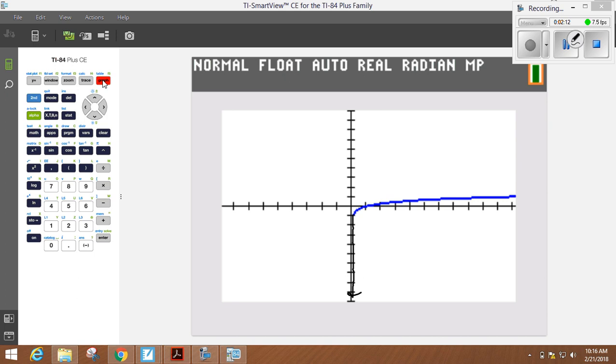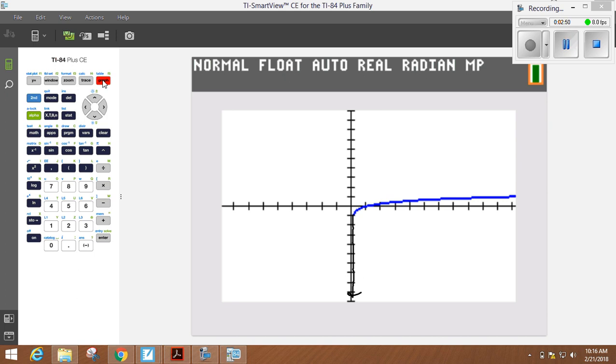It's because, if we have log of x, is it possible for x to be 0? Or is it possible for x to be a negative number? No, it's not. Remember, we've already determined that you can't take the log of 0 and you can't take the log of a negative number. And that's the explanation for why the graph looks like that, why it doesn't have values at 0 or lower than 0.